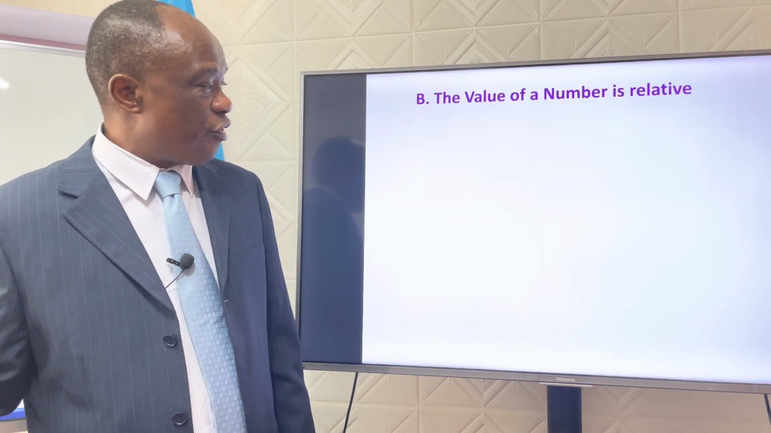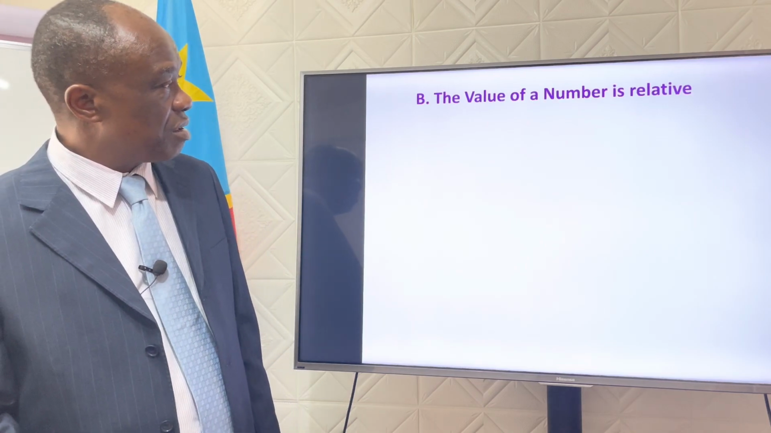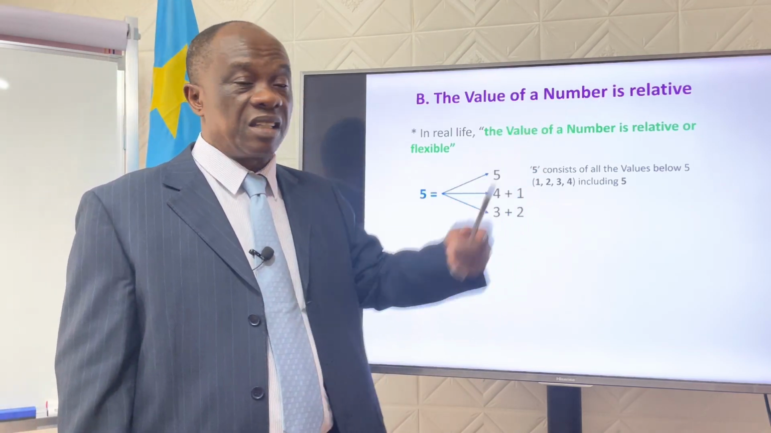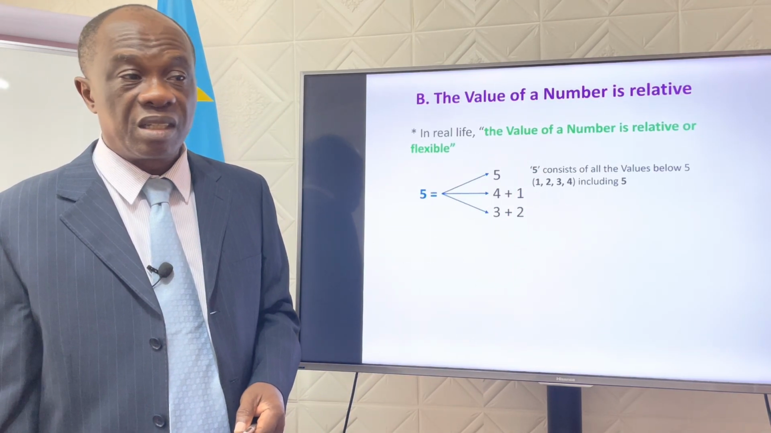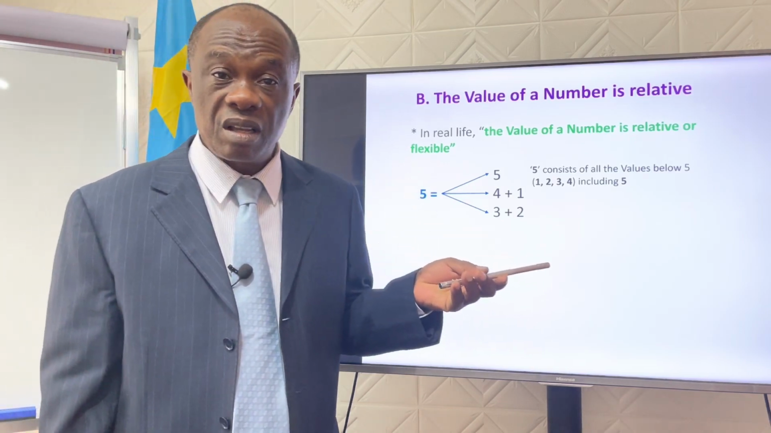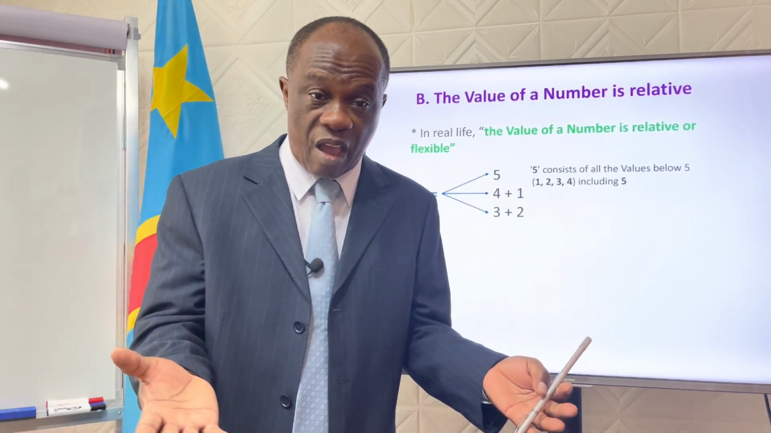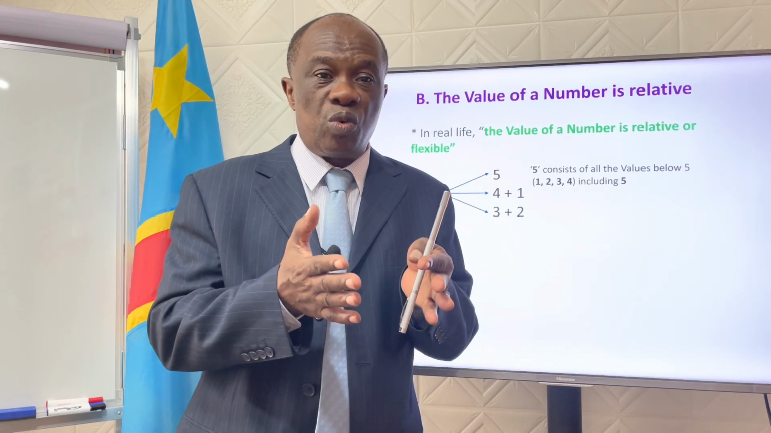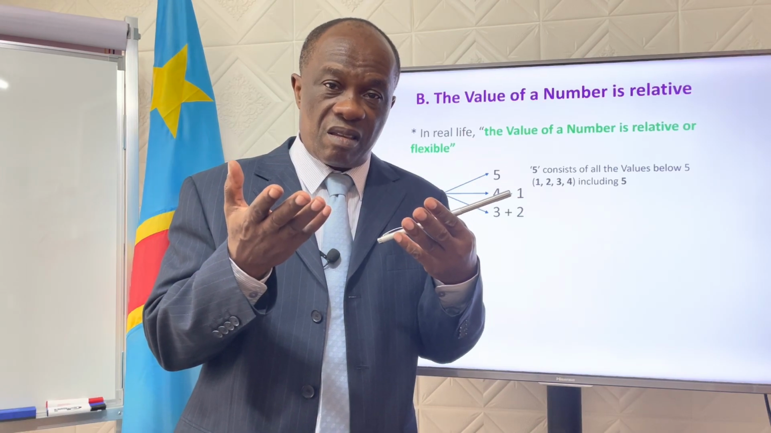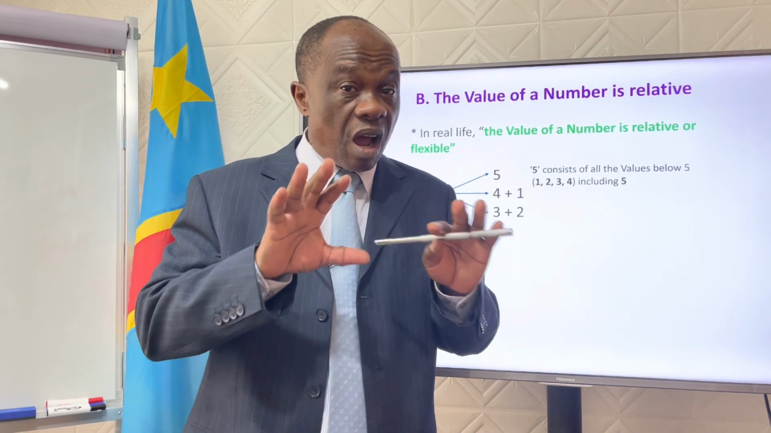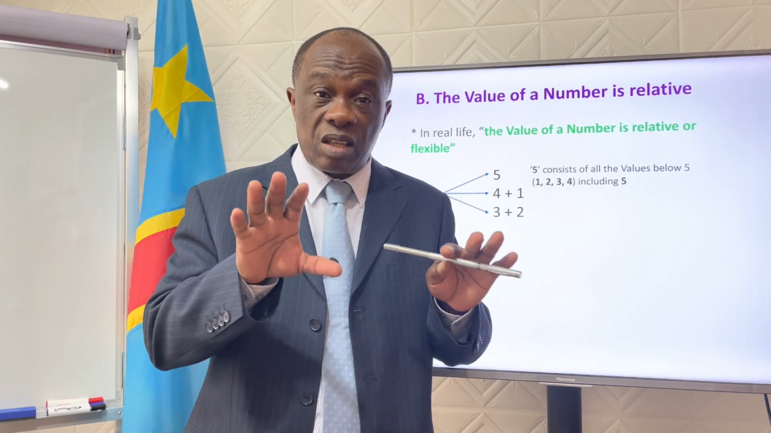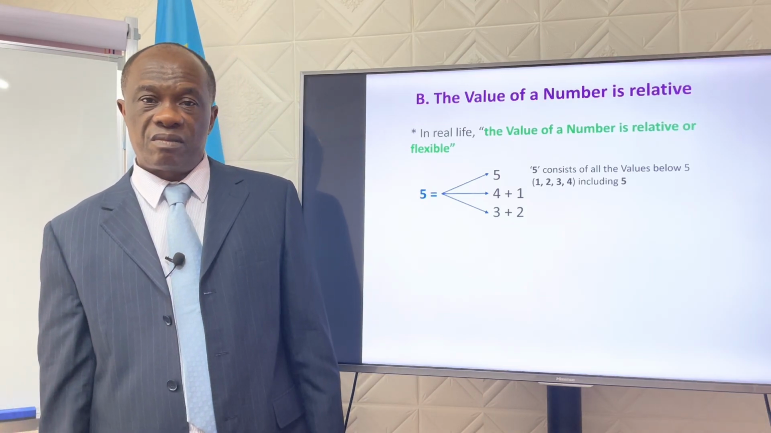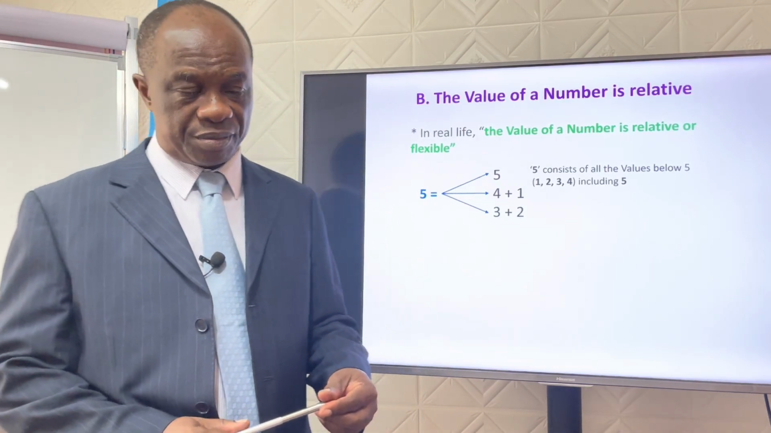But in real life, the value of a number is relative. That's in real life. What I mean by in real life, the way we use numbers, we do it unconsciously, but it happens. So relativity happens in the way we use numbers. I will give you an example.